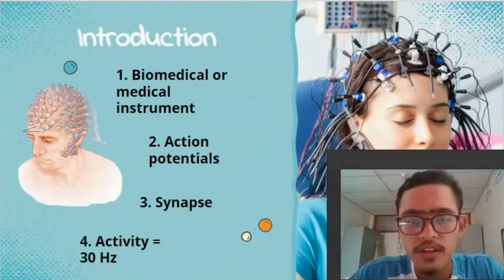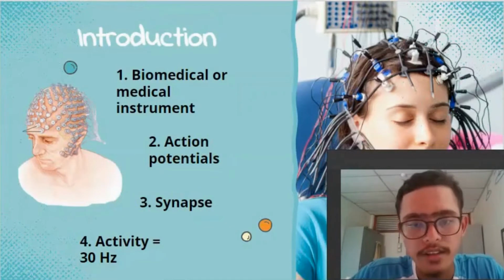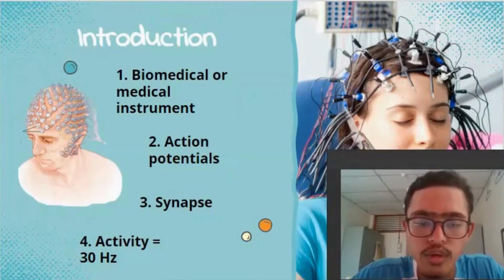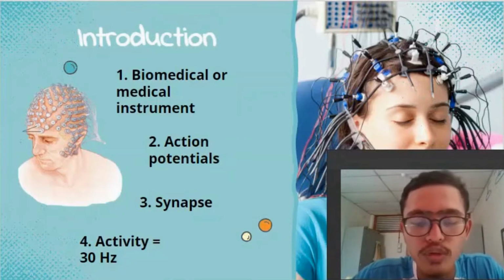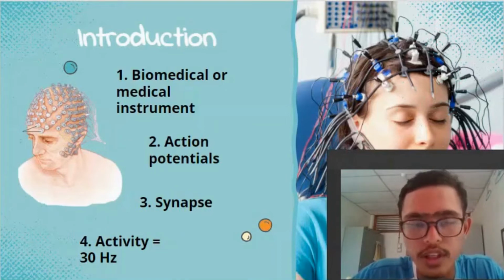So EEG is a medical or biomedical instrument that detects and records the electrical activity in the human brain. The waveforms observed are supposed to indicate the activity of the cortex, which is the brain surface, and this electrical activity from the brain areas underneath the cortex can influence this activity.